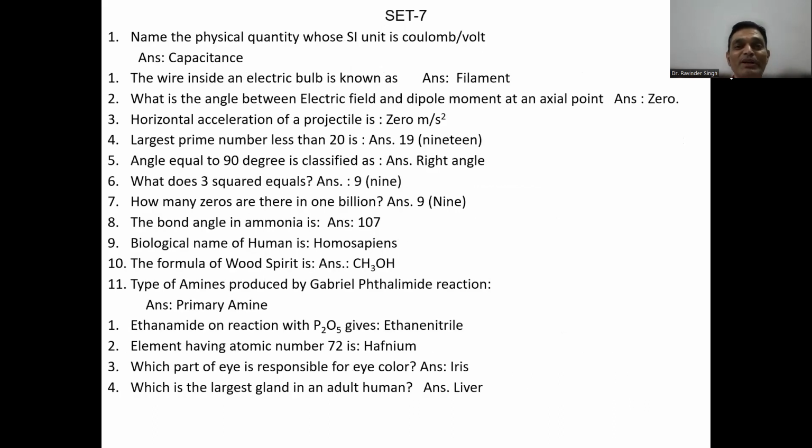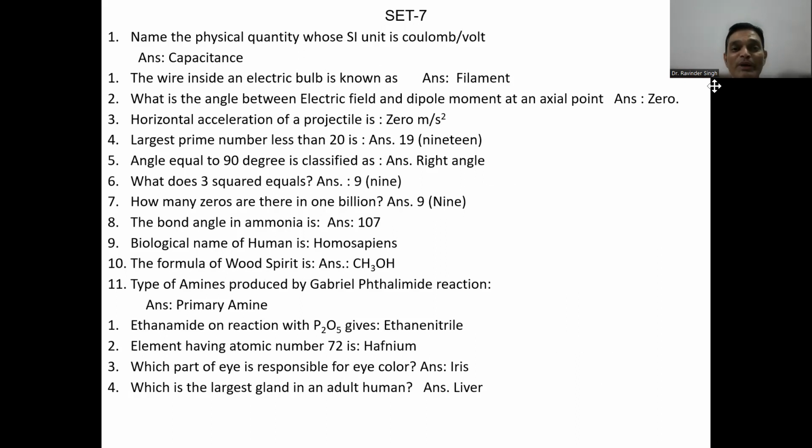Name the physical quantity whose SI unit is coulomb per volt. Answer is capacitance. The wire inside the electric bulb is known as filament. What is the angle between the electric field and the dipole moment at an axial point? Answer is 0. Horizontal acceleration of a projectile is 0 meter per second squared. The largest prime number less than 20 is 19.